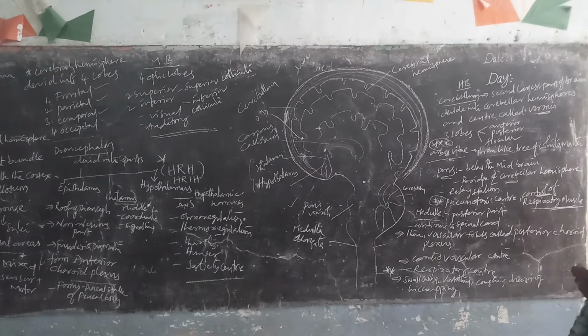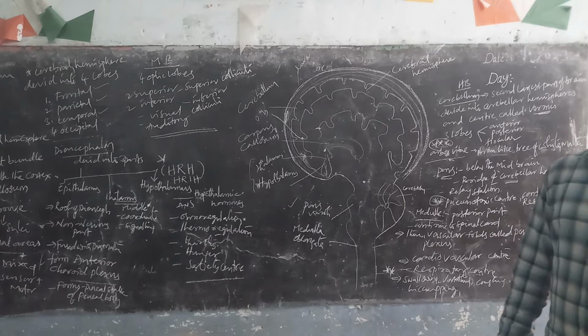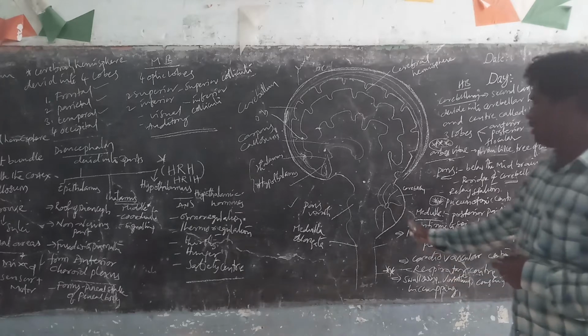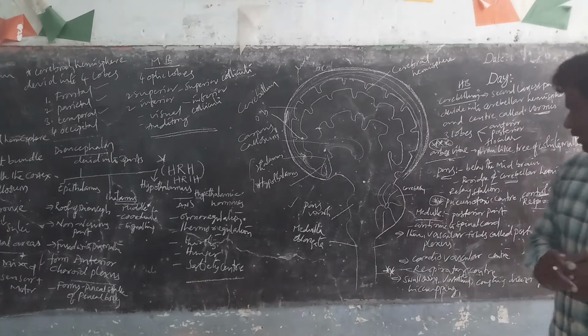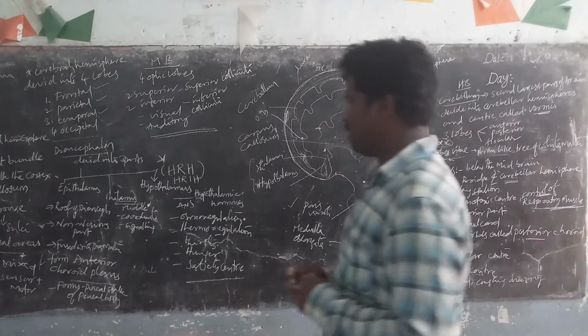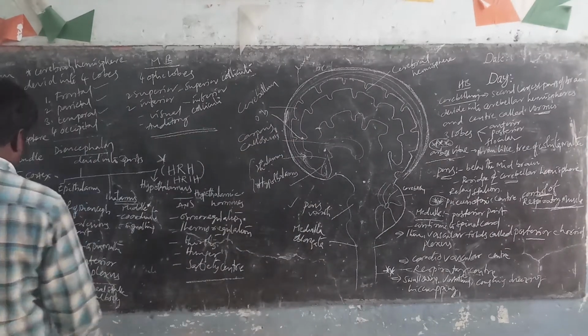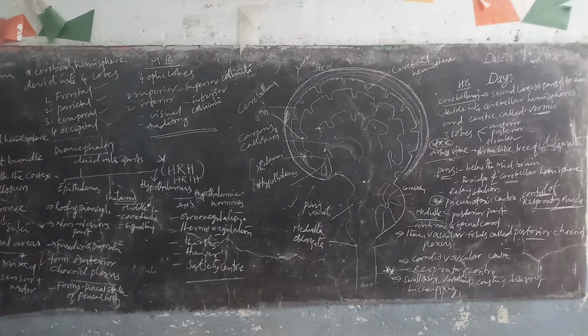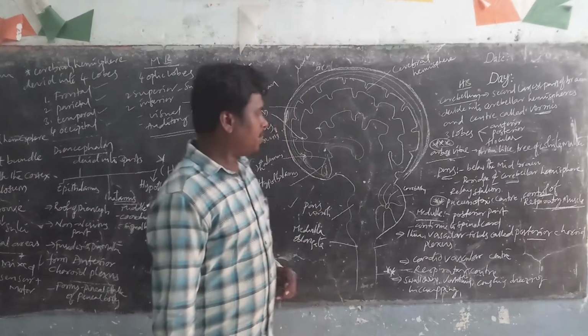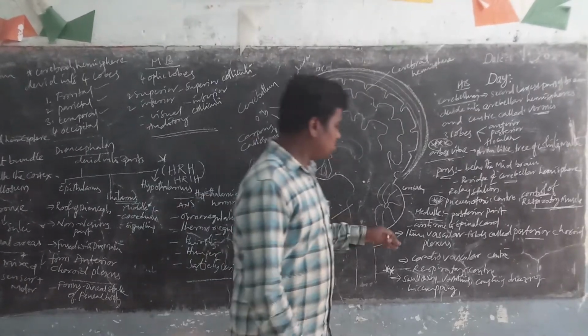Then the medulla oblongata is the posterior part of the hindbrain. It continues with the spinal cord. Then the thin vascular folds are called the choroid plexus. Anterior choroid plexus are present in the forebrain and posterior choroid plexus are present in the hindbrain. Okay, anterior and posterior.